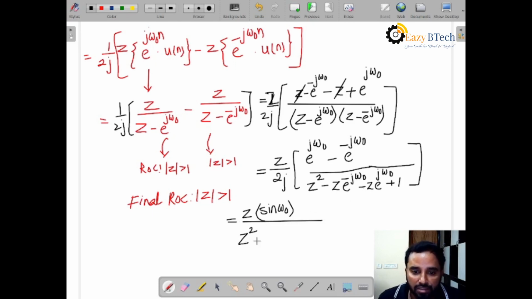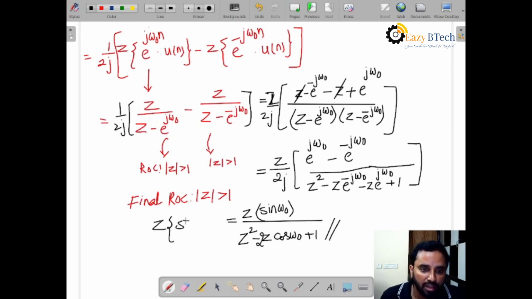Here we can take minus z common, right or not? Minus z is common, and e power j omega naught plus e power minus j omega naught. So we can multiply, and by 2 it will become cos omega naught. So 2 cos omega naught. Therefore here 2z cos omega naught plus 1. This is the Z transform of sine omega naught n U of n.